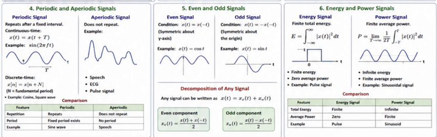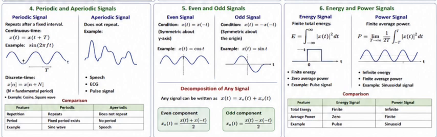The first one is the periodic and aperiodic signal. The basic meaning of the word period is something which repeats after some time, right? Similar to that, a periodic signal is a signal which repeats after a specific time period, or whose pattern will remain the same after a specific time period. In terms of equation, I can define it as x of t equal to x of t plus T, where the capital T defines the specific time period, okay?